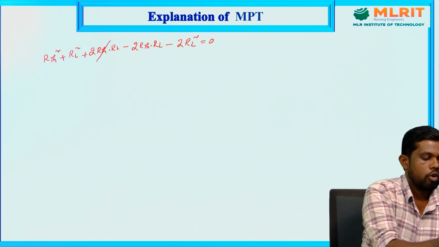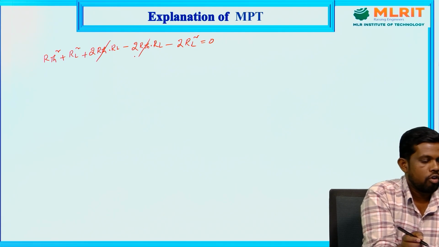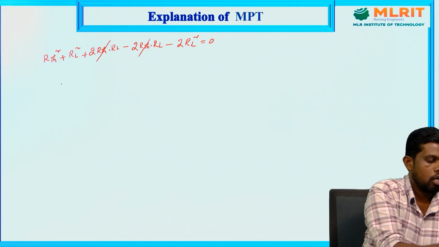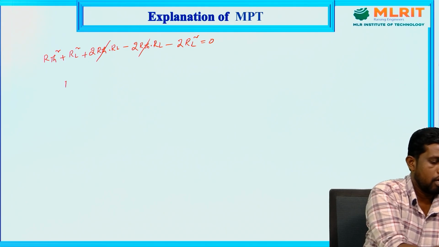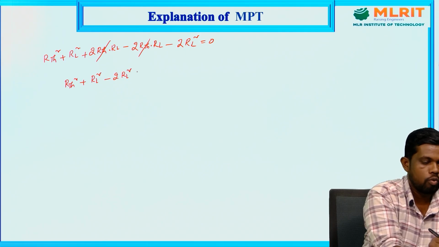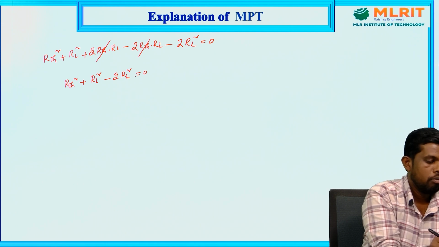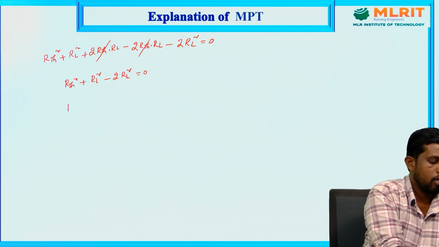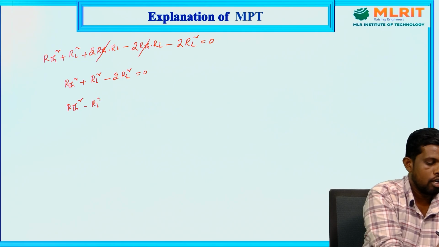So here these two are going to get cancelled. These two are going to get cancelled, and the remaining terms are left like RTH square plus RL square minus 2 times RL square equal to 0. Then we need to simplify this one. We will get RTH square minus RL square.